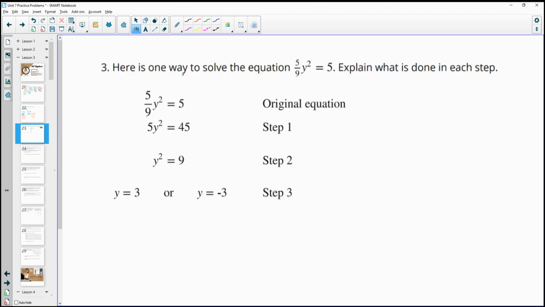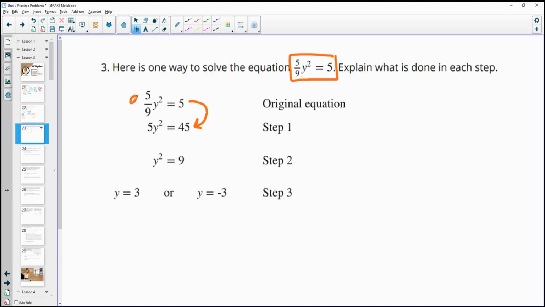Number 3 shows us one way to solve this equation, and it wants us to explain what is being done in each step. So here's the original equation. What is different from this equation to this equation is the question. And so we see that this 9 is no longer here. Okay, so this is just 5, and then this becomes 45.